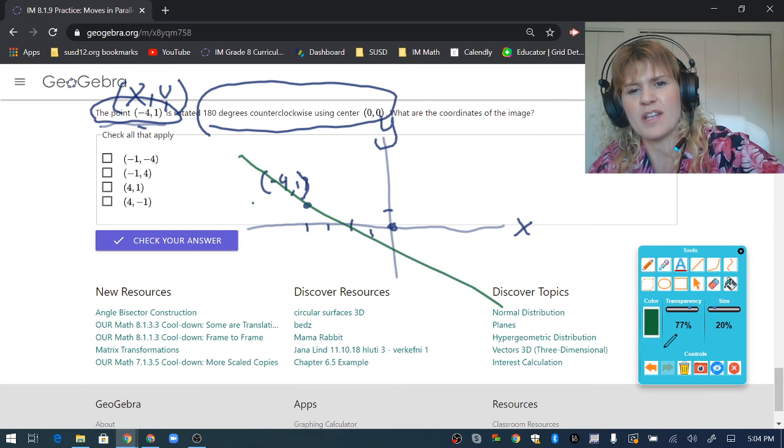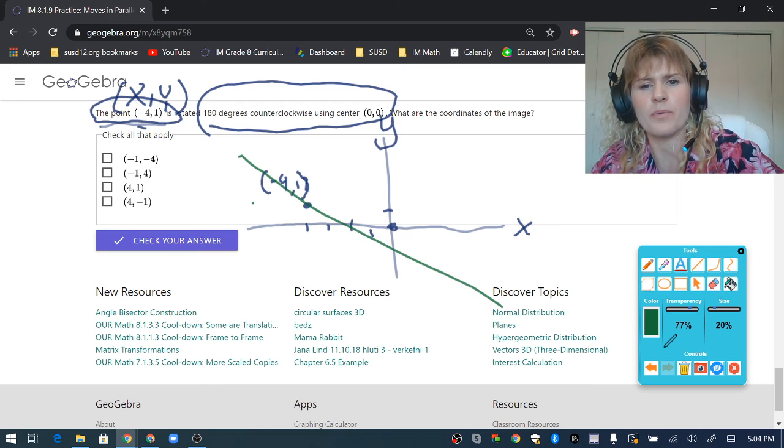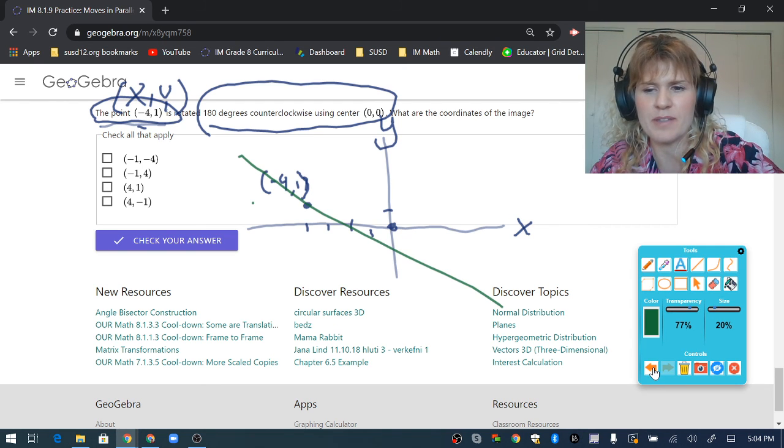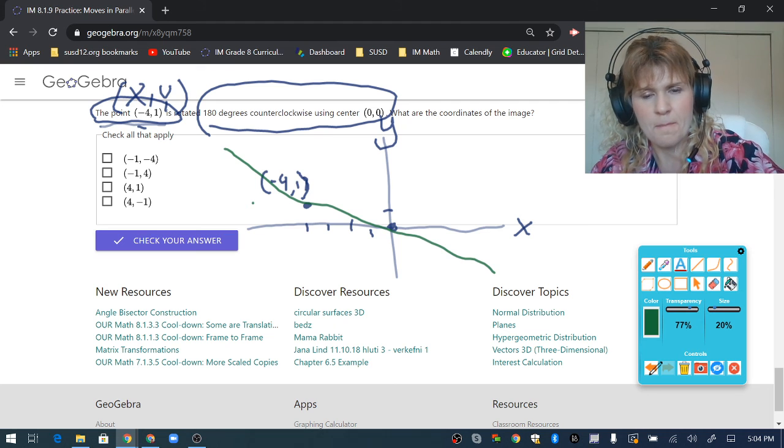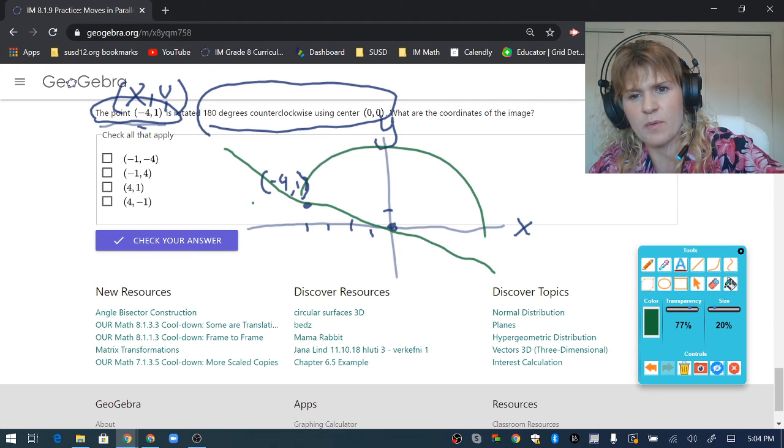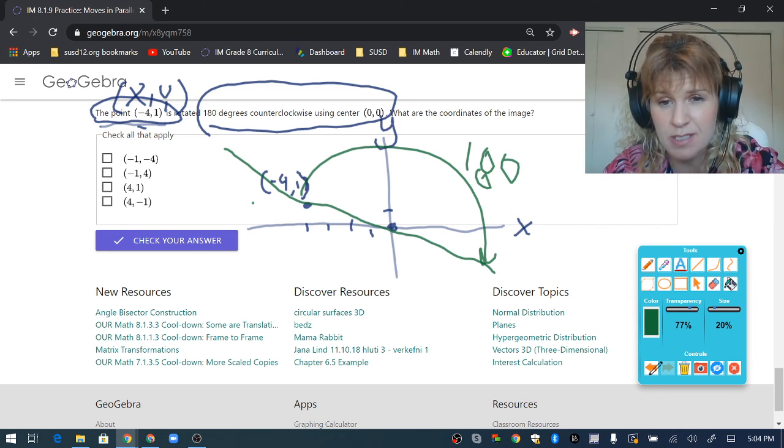I'll just draw a straight line. That always helps me. Oh, I did a bad job drawing the straight line because I didn't go through the center point. Let me do that again. Through the center point, like that. So this is a 180-degree rotation. Remember, a straight line has 180 degrees.